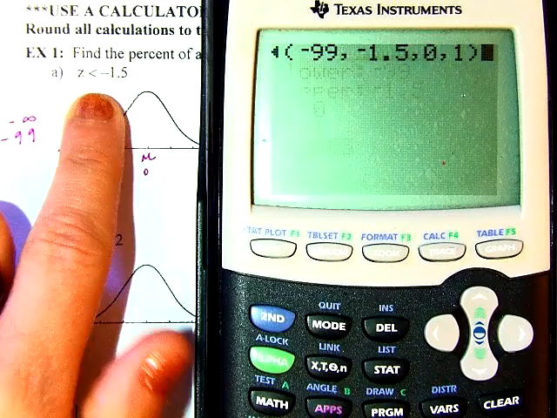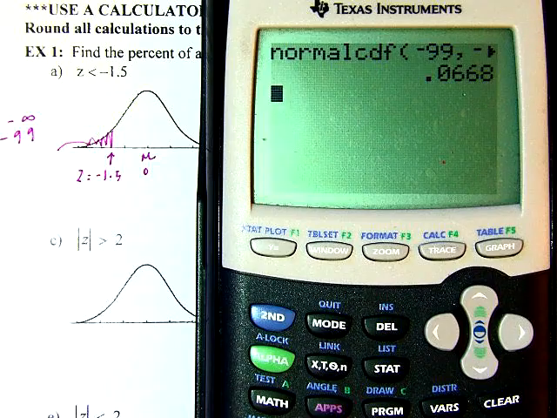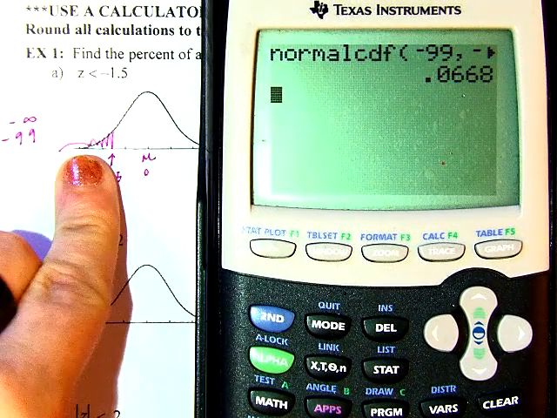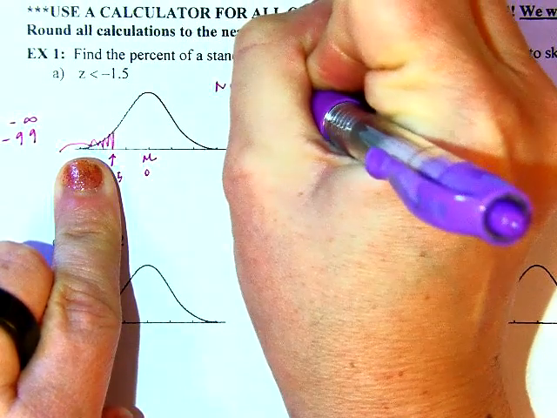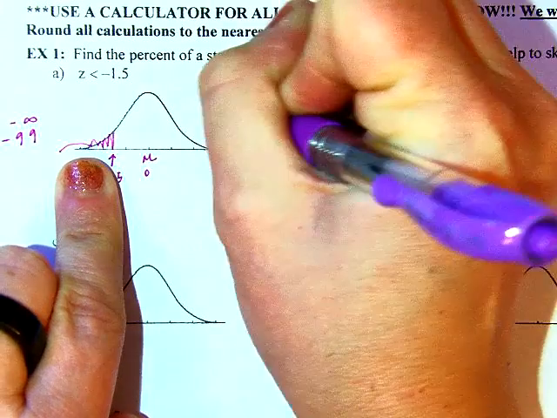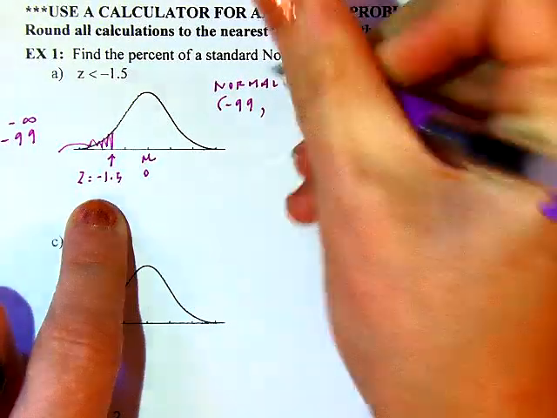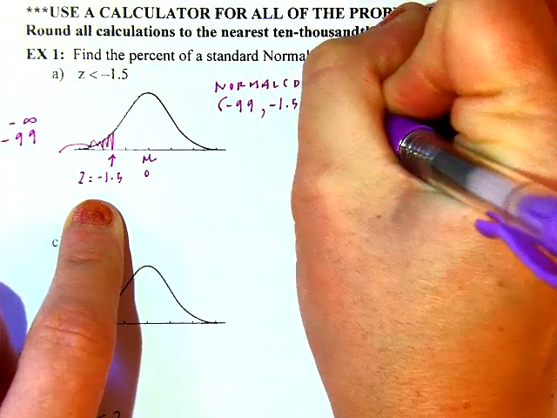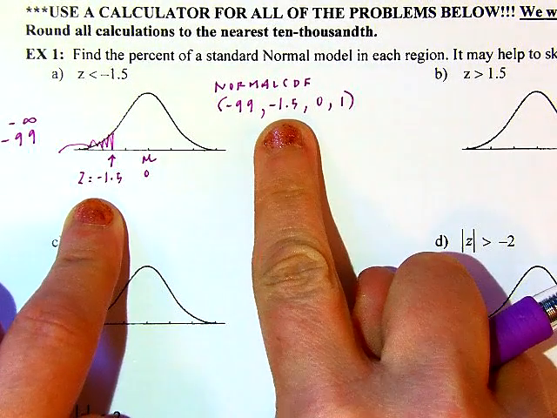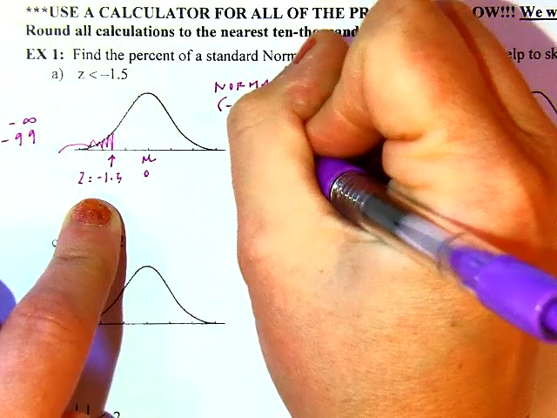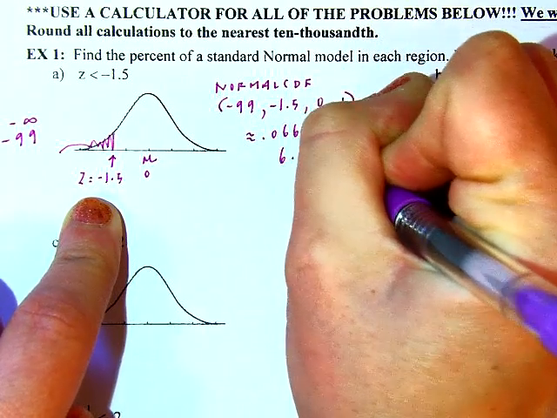Okay, I want to paste it, and here's what it looks like on my home screen. I hit enter, and it gives me the area that falls in that space. So let me just recap what I said. So here's normal CDF. Right, my lower boundary, I used negative 99, right? It's my placeholder for negative infinity to negative 1.5, mean is 0, standard deviation is 1. So here again, lower, upper, mean, standard deviation, and I'm getting about 0.0668, so I'd say 6.68%.